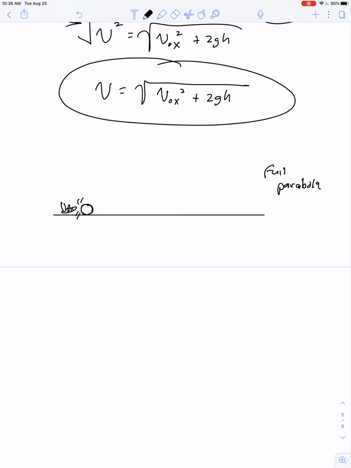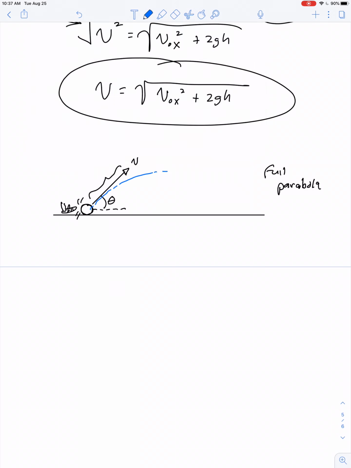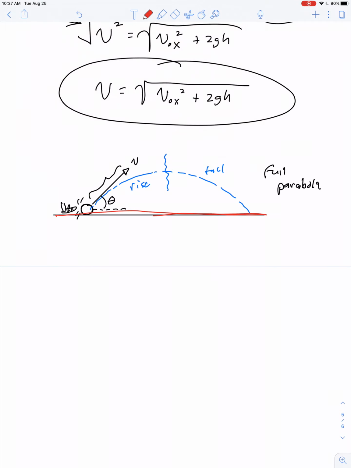So there's your foot, and you kick the ball with a speed represented by the length of this vector, and at an angle above the horizon. And the ultimate path this follows is parabolic. It spends an equal amount of time rising as it does falling, provided the ground it's kicked across is perfectly level, so it returns and impacts the ground at the same height that it was kicked from.